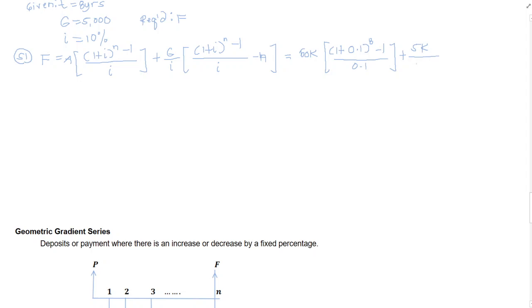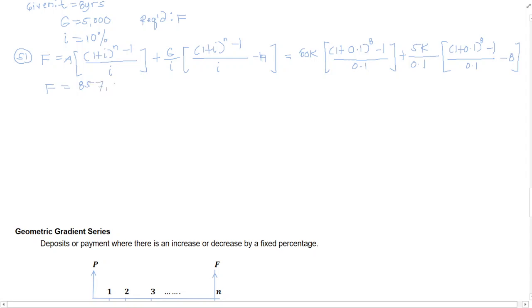That is 5k divided by 0.1 multiplied by 1 plus 0.1 raised to 8 minus 1 divided by 0.1 minus n, which is 8. Okay, so our final answer for the future worth is 857,947.69 pesos.